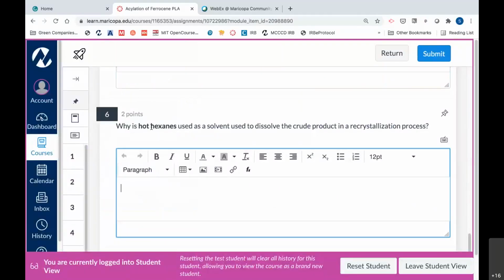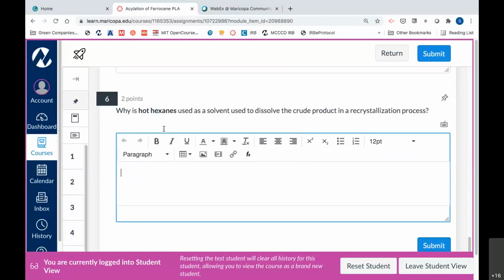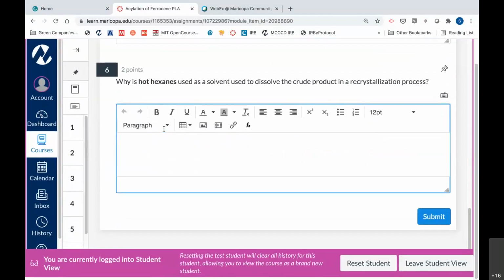So that's why I bolded two things. You want to explain why it should be hot: the higher the temperature, the greater the solubility. For hexanes, you want to use a non-polar solvent so that you can dissolve your desired product, which is relatively less polar than everything else that contaminates it. Okay.